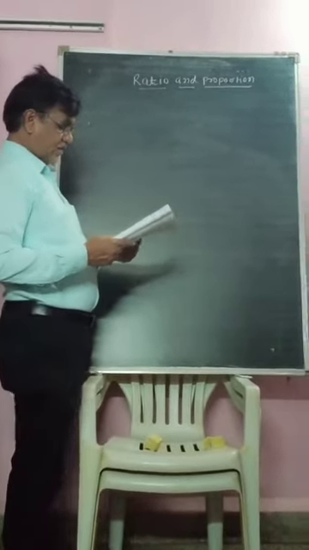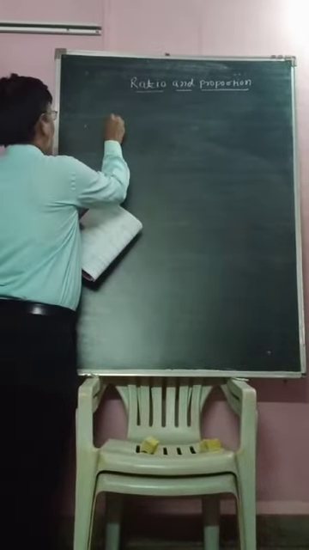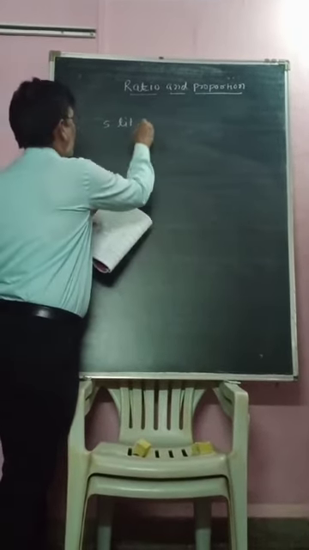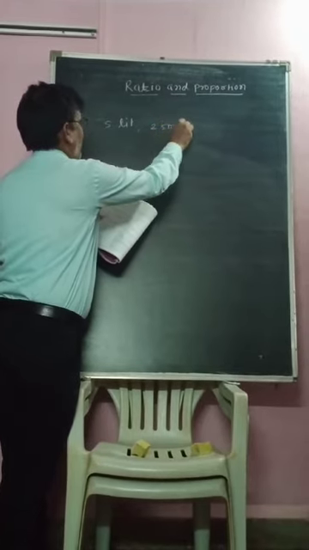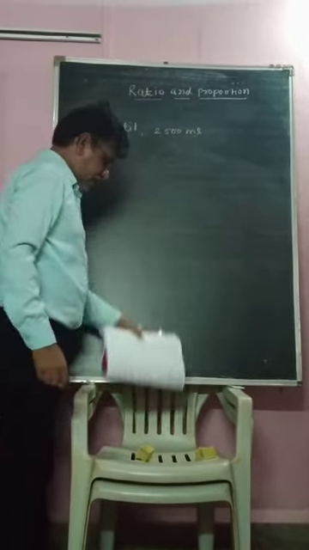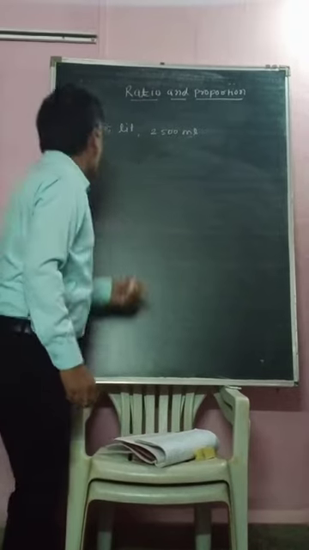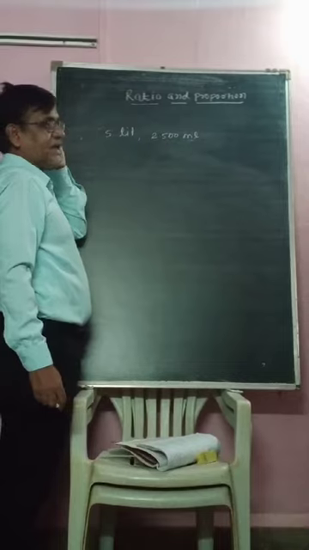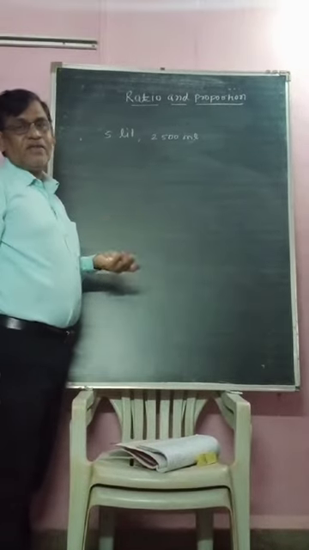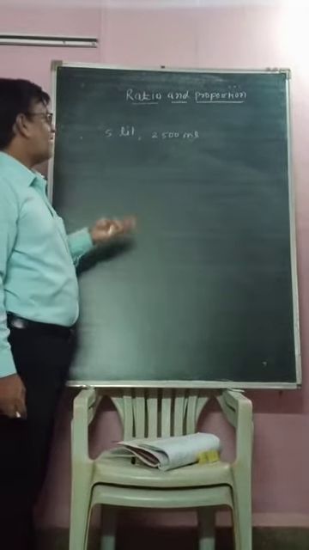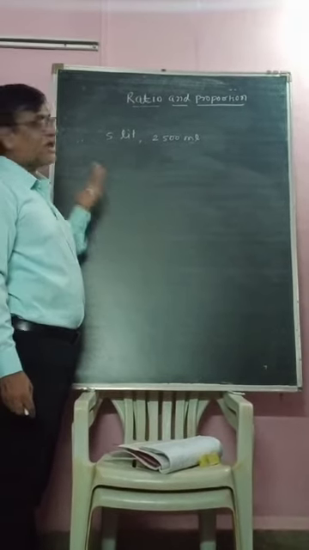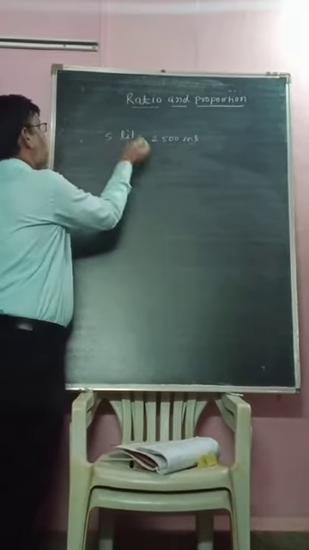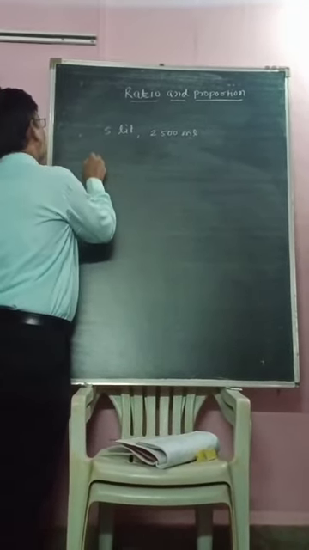Now question number 3. See, 5 liter, comma 2500 ml, milliliter. Now see the unit. The first quantity has the unit liter and the second quantity has the unit milliliter. So first you have to convert both quantities into the same unit. Either you convert into milliliter or you convert into liter. So first you have to convert the liter into milliliter.